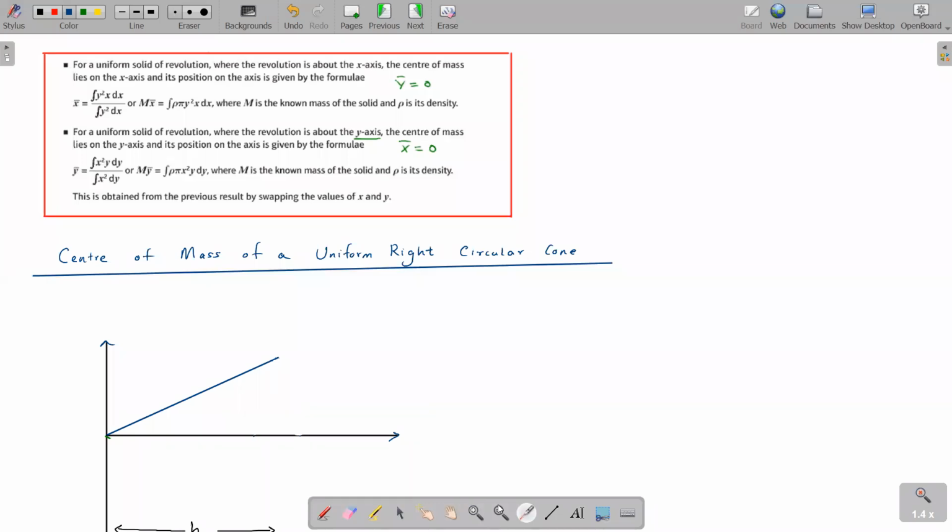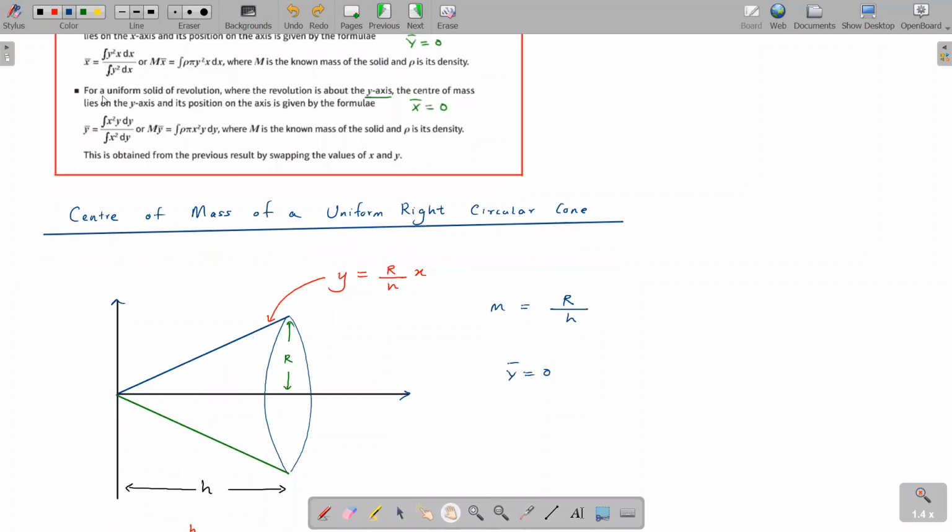When you take this particular line and rotate it 360 degrees around the x-axis, this line is reflected to the other side, and the open end makes a circle. So this line is creating a cone that's symmetric around the x-axis. I've taken the radius of this cone to be capital R, and let's say the height of the cone is H.